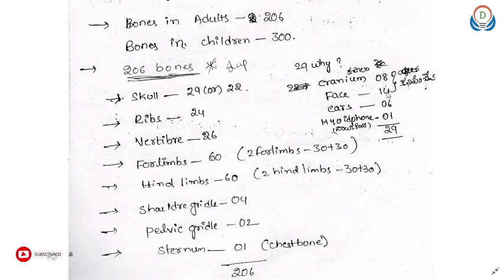The cranium has 8, the face has 14, and the ears have 6. Then the hyoid bone is nothing but a bone below the tongue, making a total of 29 present. We find this bone near the tongue, in the lower jaw. We can see this hyoid bone below the tongue, in the lower jaw, right?